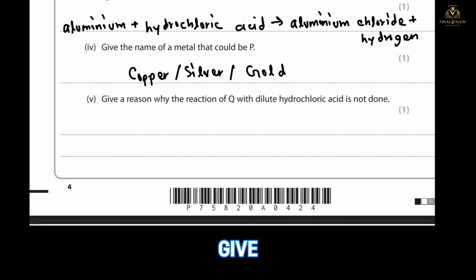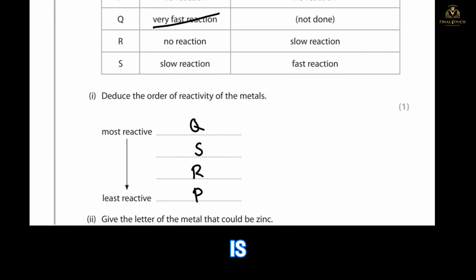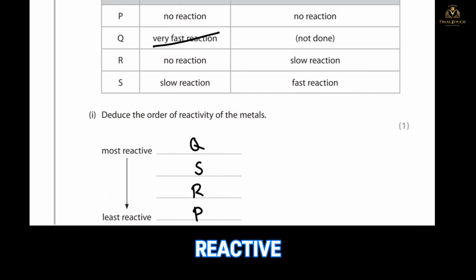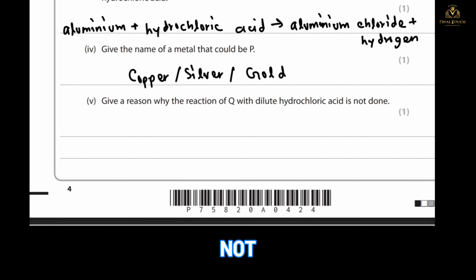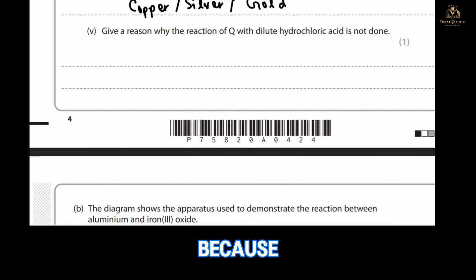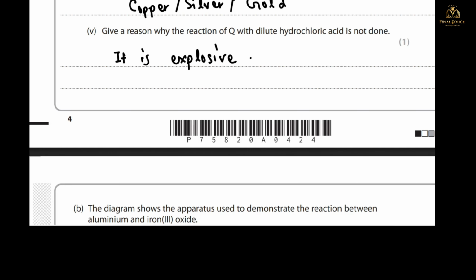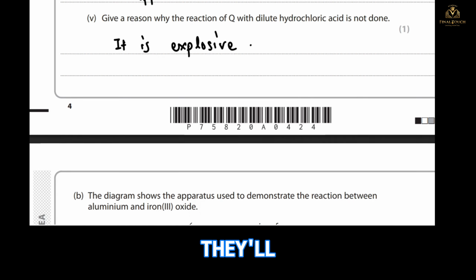Part 5 tells us to give a reason why the reaction of Q with dilute hydrochloric acid is not done. Since Q is the most reactive here, it was not done because it is explosive. So that's the answer they'll accept.